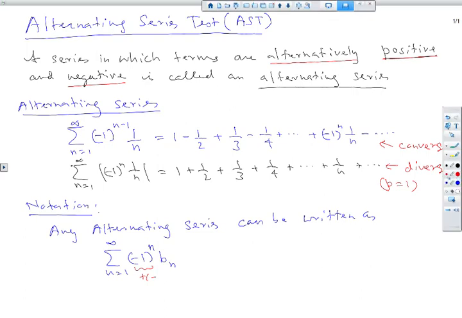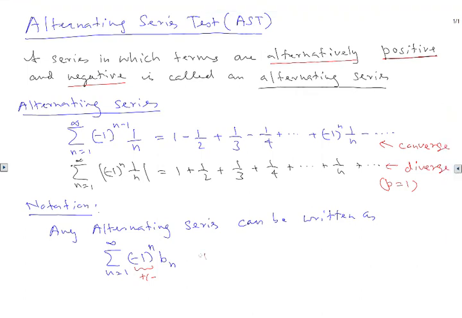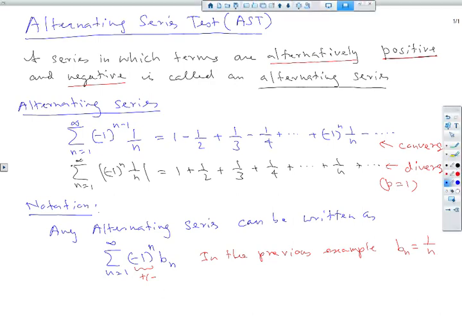You can always do that: pull out that term and call it b_n. So you have a sign and the term. Good. Now let's look at the alternating series test. So here it is.